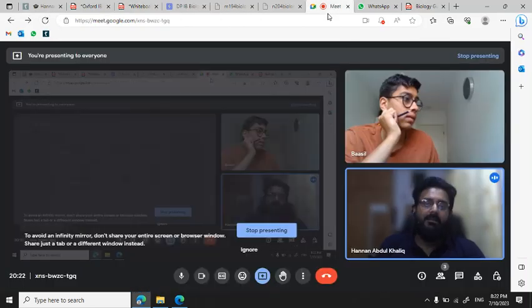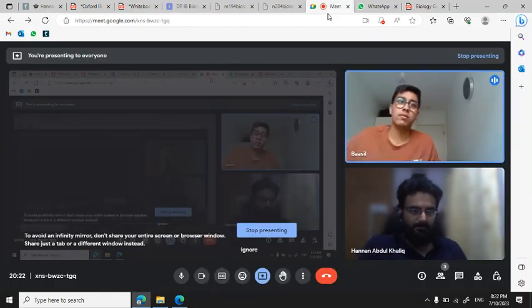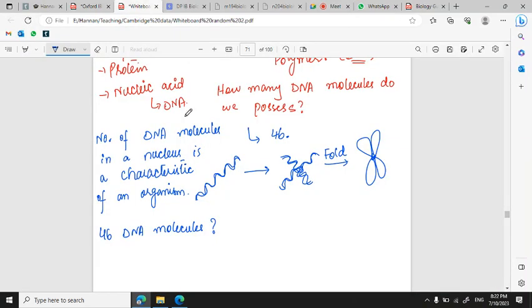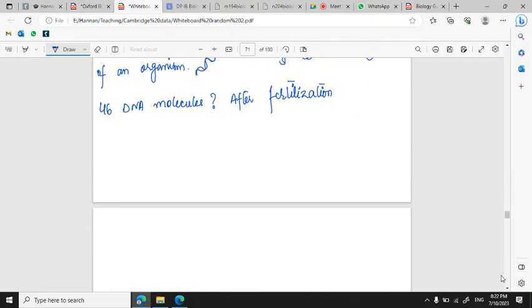How did we get these? Firstly through the process of meiosis, and also we have a haploid number 23 from one parent side and 23 from the other side as well. So from them, can I say that we got it after fertilization? We got these 46 DNA molecules after fertilization.